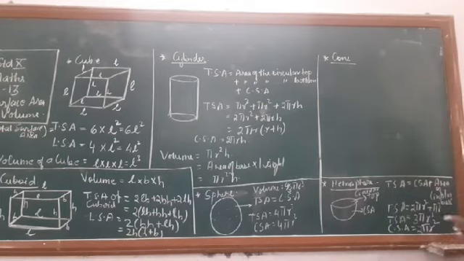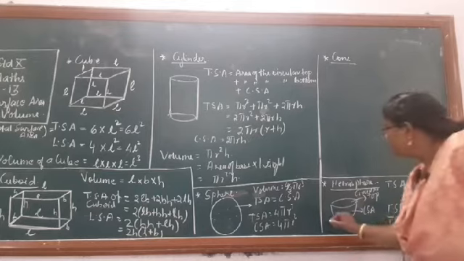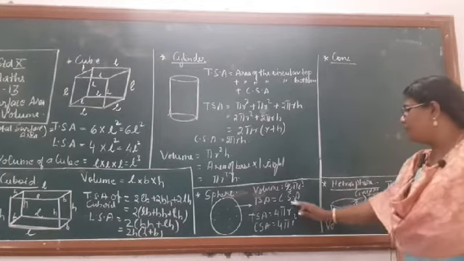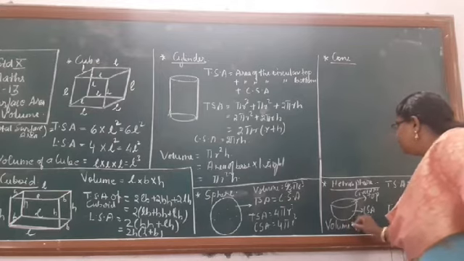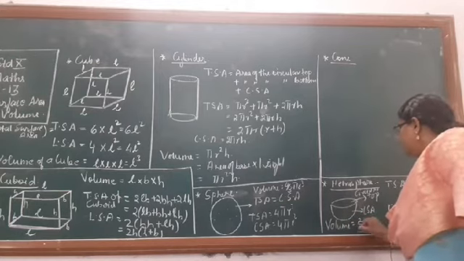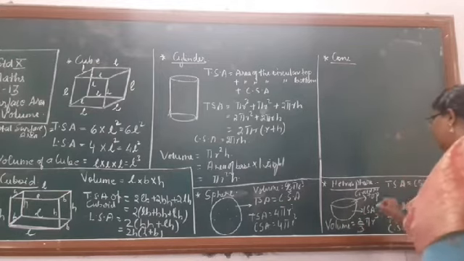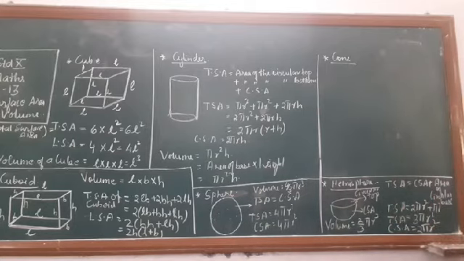Clear everyone? Okay. Then volume पूछे तो it will be half of what was for sphere. So volume will be equal to 2 by 3 pi r cube. So this is about the hemisphere. Clear? Okay. Now coming to the next solid, which we call it as cone.